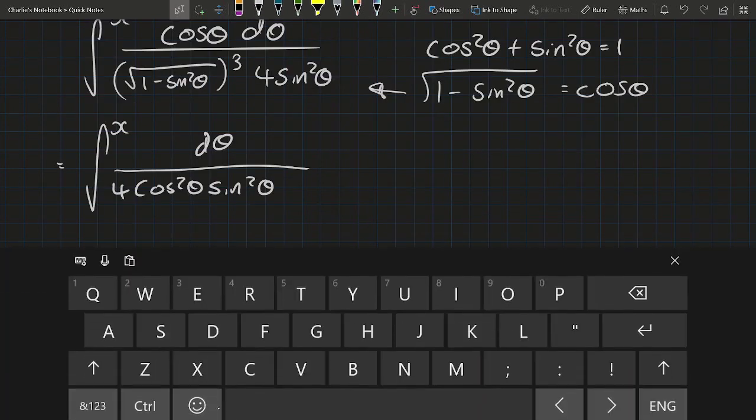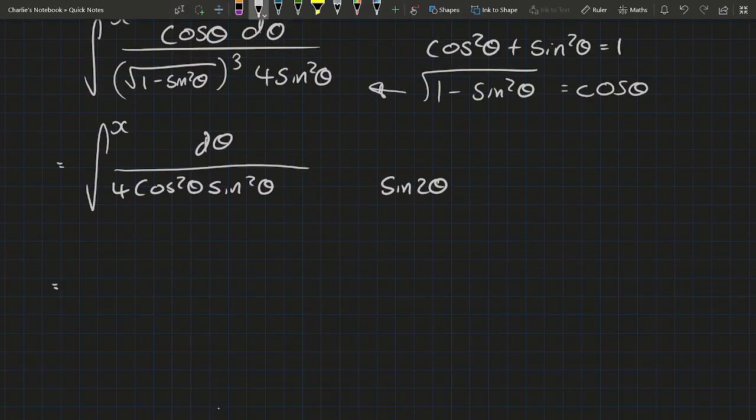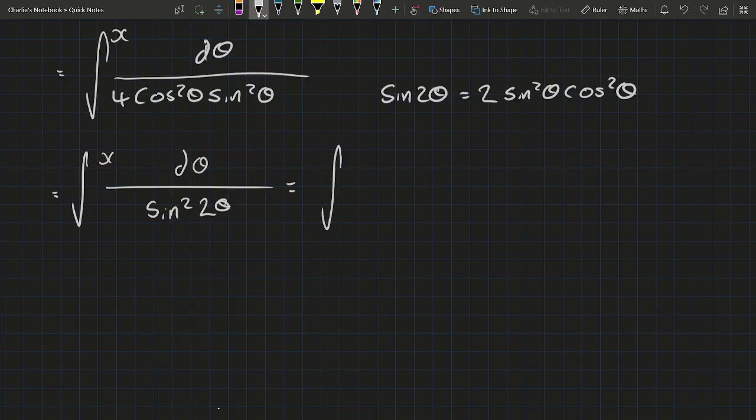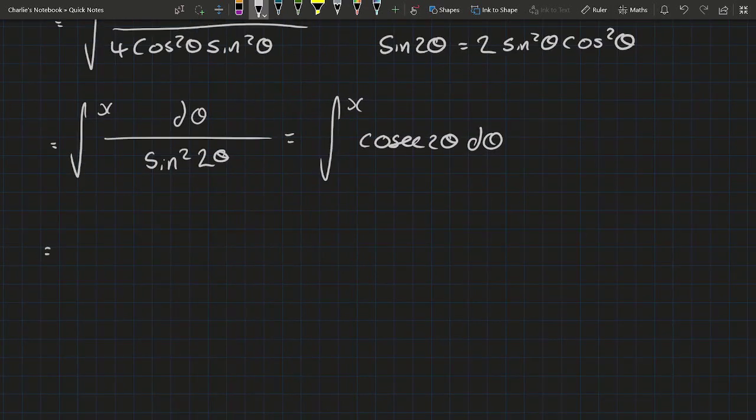Next we can use the relation that sine 2 theta is equal to 2 sine theta cos theta, and we can now see that the denominator is just the square of this, so we can rewrite the integral as the integral of 2 d theta over sine squared 2 theta. This is simply equal to the integral of cosec squared 2 theta d theta, which is a standard integral, and this is equal to minus cot 2 theta plus c.